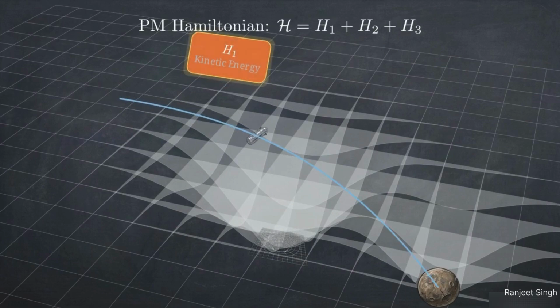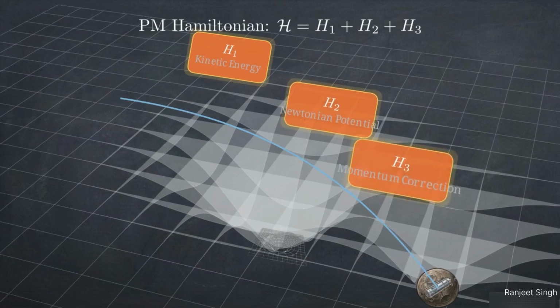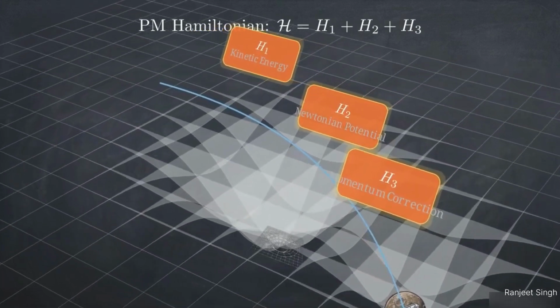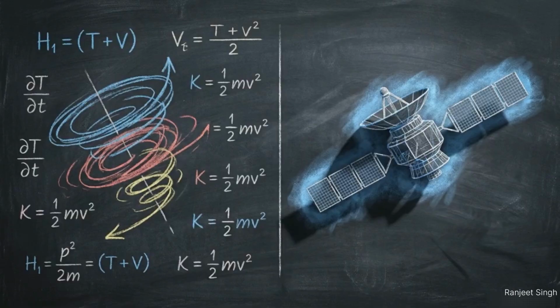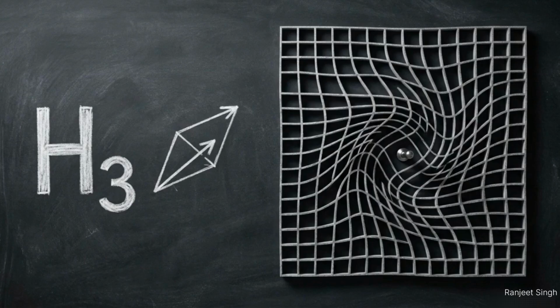This mathematical model calculates general relativity over a flat Minkowski spacetime, breaking the physics down into a three-part Hamiltonian. The first term, H1, isolates the special relativistic kinetic energy of the probe. The second term, H2, maps the standard Newtonian gravitational potential of the solar system bodies. The critical third term, H3, accounts for the first-order general relativistic momentum corrections acting on the spacecraft.